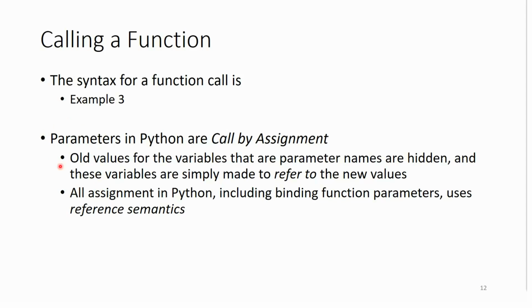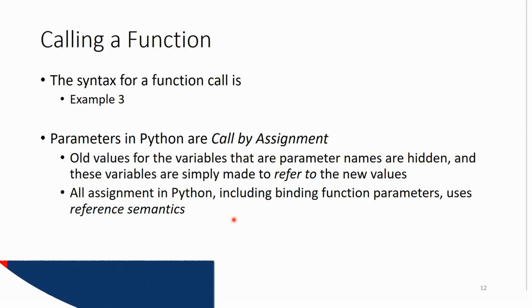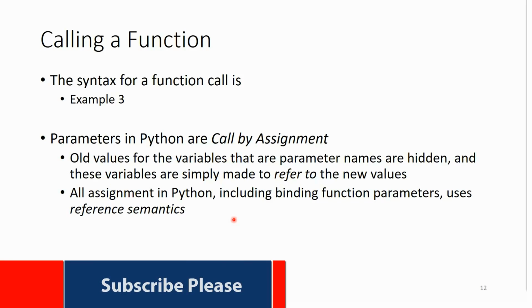So let's move on. Parameters in Python are called by assignment. All values for the variables that are parameter names are hidden, and these variables are simply made to refer to the new values. All assignment in Python, including binding function parameters, uses reference semantics.